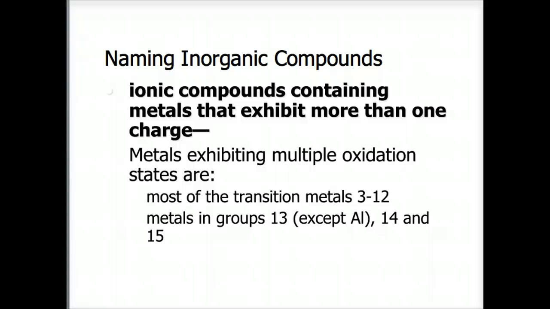Now we want to name other ionic compounds. Sometimes some of the metals can have more than one charge. I haven't really talked about that very much, and you will note from your handout that they are all listed there if they make more than one charge. Most of the transition metals are the ones that make more than one charge, as well as the metals in group 13, except aluminum, which is always just a +3. And then groups 14 and 15 metals also typically make multiply charged cations.